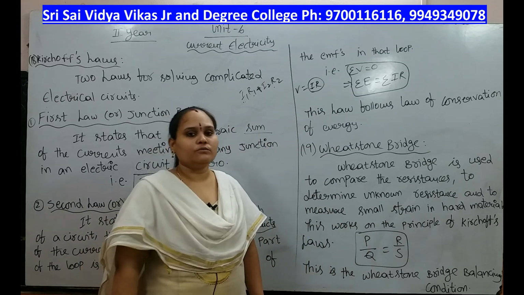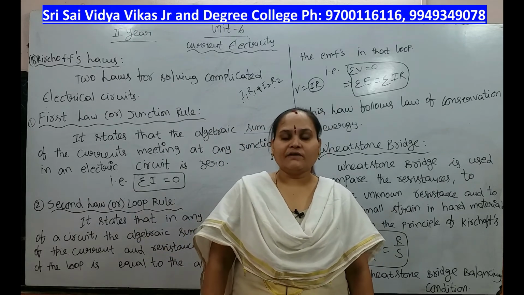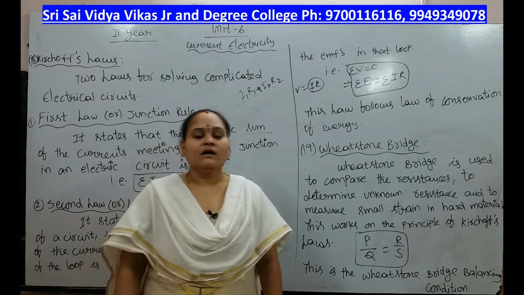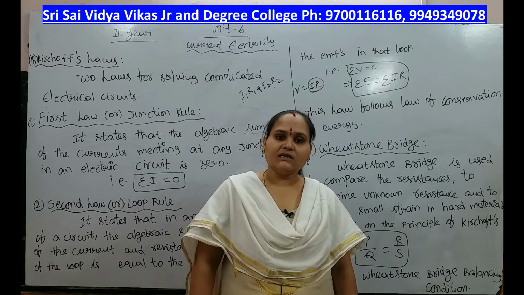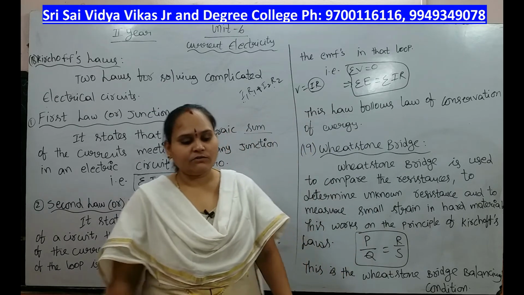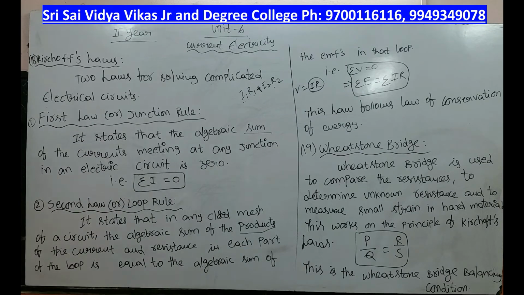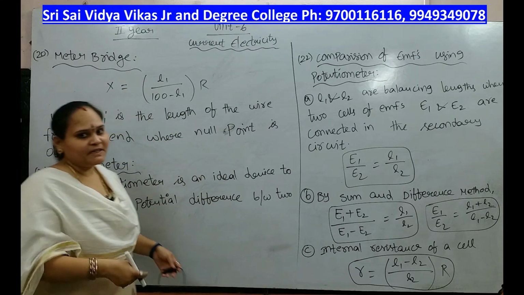Next one is the Wheatstone bridge. Wheatstone bridge is used to compare resistances and find out the unknown resistance, and it is based on the principle of Kirchhoff's law, and we have the condition P by Q equals R by S. This condition is the bridge balancing condition, and next we will discuss the meter bridge.